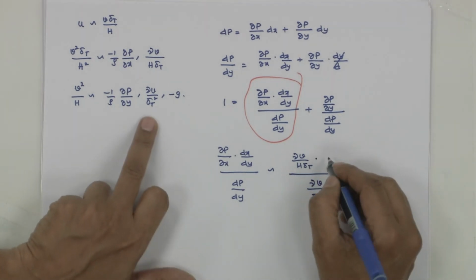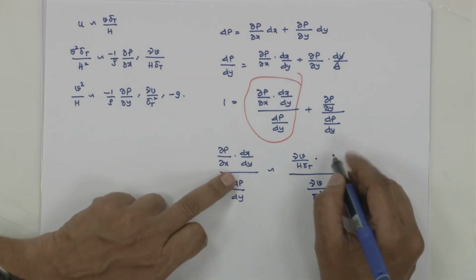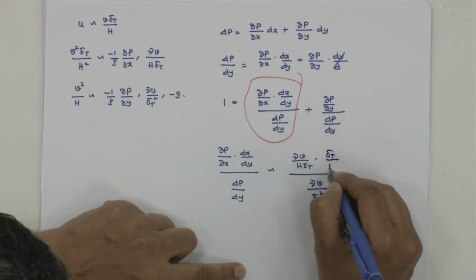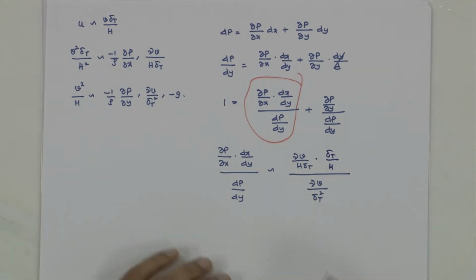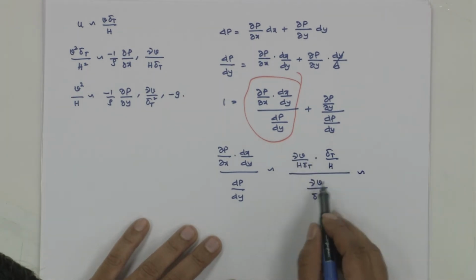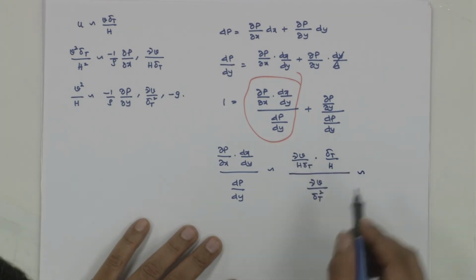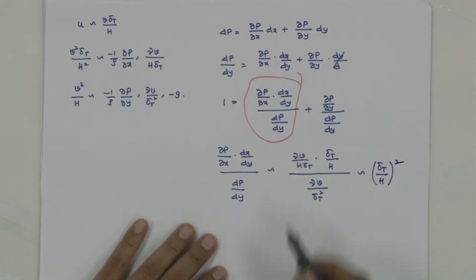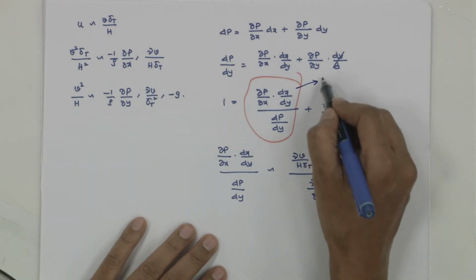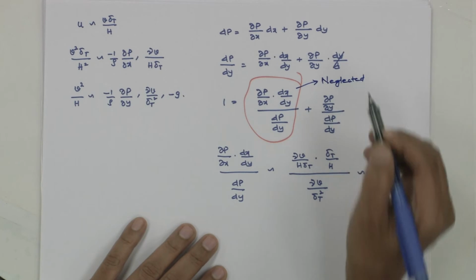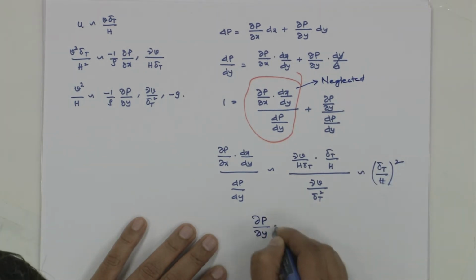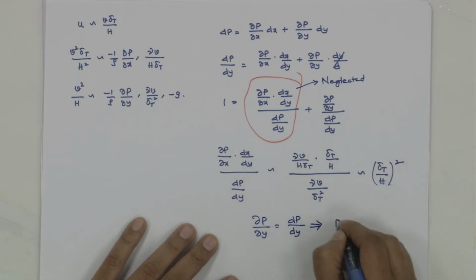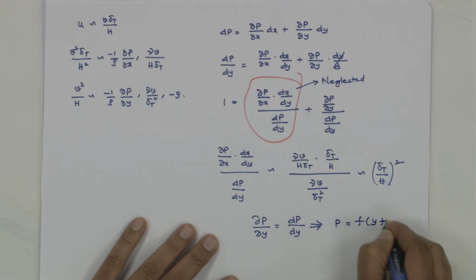So what is the scale of x? dx by dy. The scale of x is delta T and the scale of y is H. So you get, what is this? You get nu getting cancelled out, V getting cancelled out, delta T getting cancelled out, (delta T by H) whole squared. So that means this whole term can be neglected. So that means del P by del y equals dP by dy, which implies that pressure is a function of only y but not x.